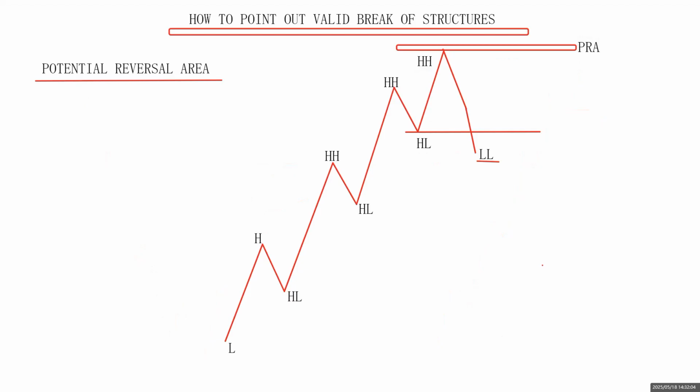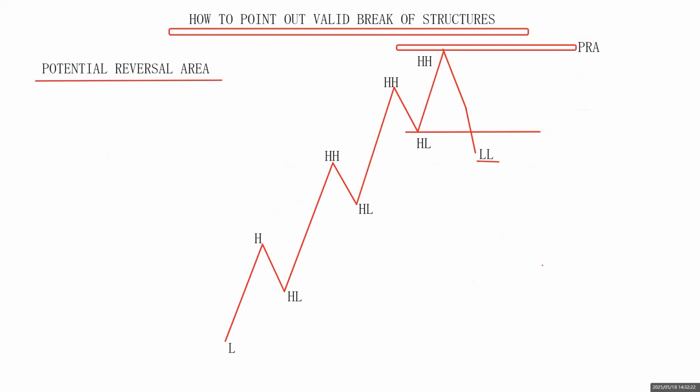And what is the next thing? I'll now read the structures that took price to that PRA and wait for a break of structure. When I see a break of structure, then yes, this is now a valid break of structure. It is a PRA that triggered the break of structure. So it's not just a random break of structure.